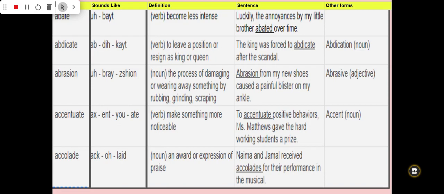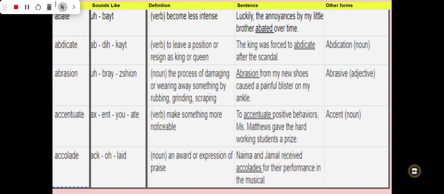The next word is accentuate. Another form of this is accent. And you might think I have an accent right now, but I've just lost my voice and it's trying to come back. Accentuate means you're giving something an accent, making it stand out or more noticeable, bringing attention to it. It's a verb. To accentuate positive behaviors, meaning I wanted to draw more attention to them.